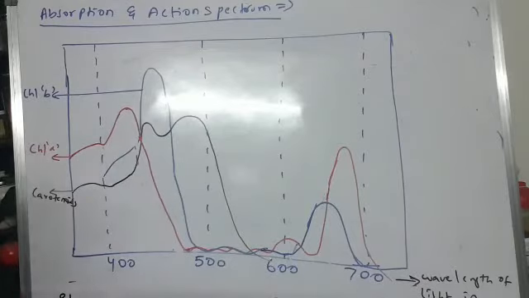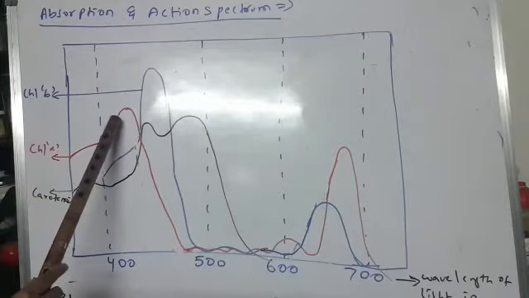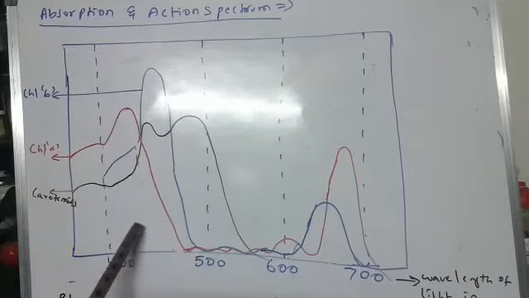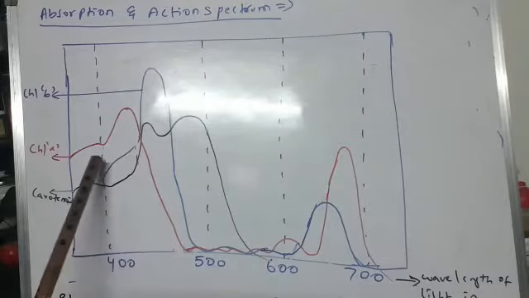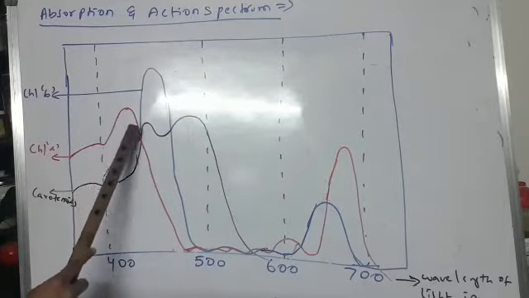Now, if you observe the first pigment, chlorophyll A, it absorbs light at a wavelength of around 450 to 490 nanometers, and that is why we have highlighted it with this peak.